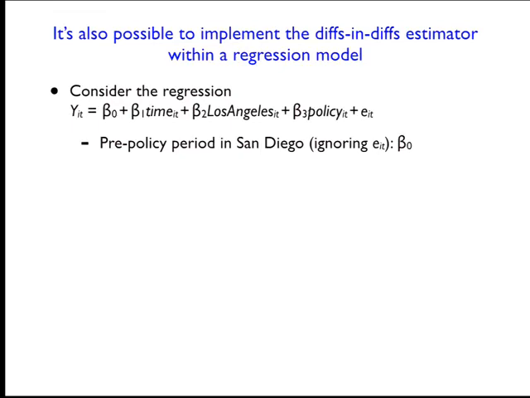So if we look at beta naught, which is the intercept in this regression, if you think about it for a moment, you'll see that beta naught should estimate the value of y during the pre-policy period in San Diego. Why is that?